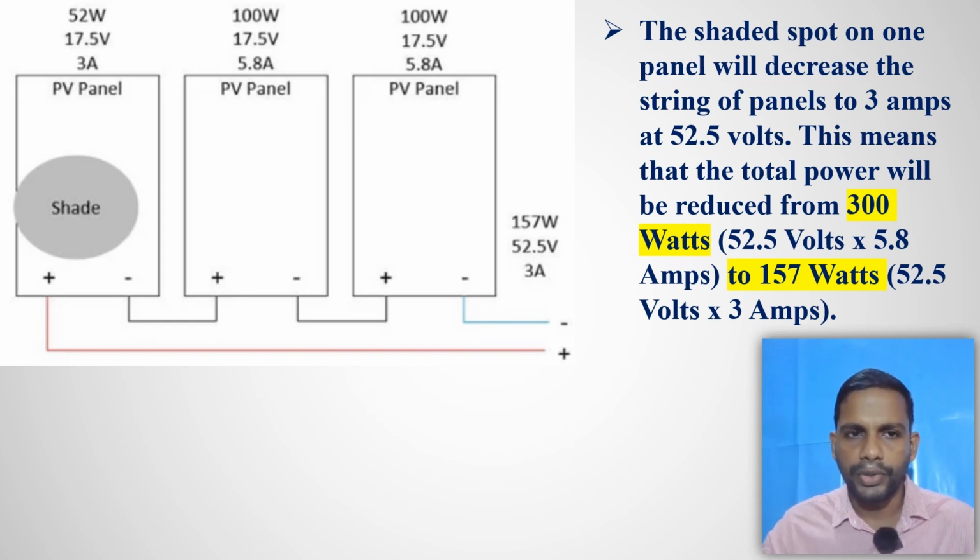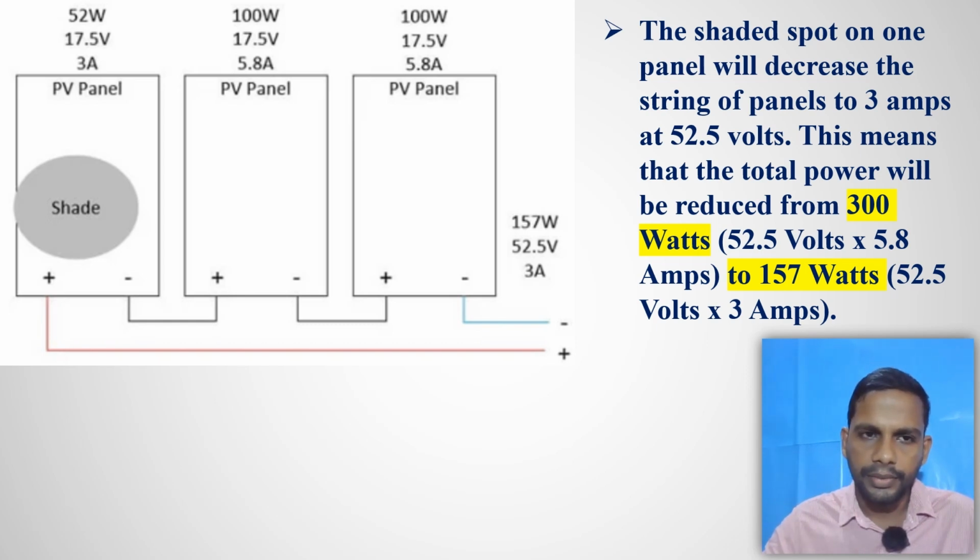Because this module is shaded, it was rated at 100 watts, now it becomes 52 watts. Because of shading, it's only partially working. The voltage remains the same, voltage will not be impacted by the shading. So voltage remains the same, 17.5 volts, but the current becomes 3 ampere.